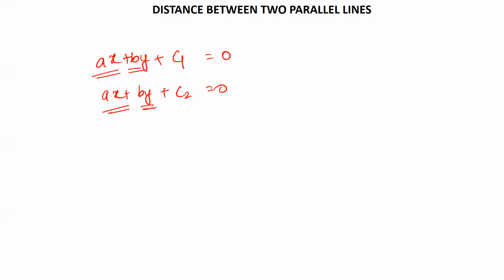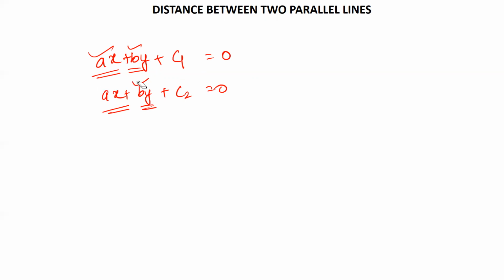Suppose that I give you two lines. The first line is ax plus by plus c1 is equal to 0, and the second line is ax plus by plus c2 is equal to 0. Why I'm taking them like this: remember I told you that if two lines are parallel, then their x and y coefficients are always similar. If this is a, then this will also be a, and if this is b, then the y coefficient will also be b for the second equation. All they differ by is this constant. So you change this constant, you'll get some other line which is of course parallel to the first line.